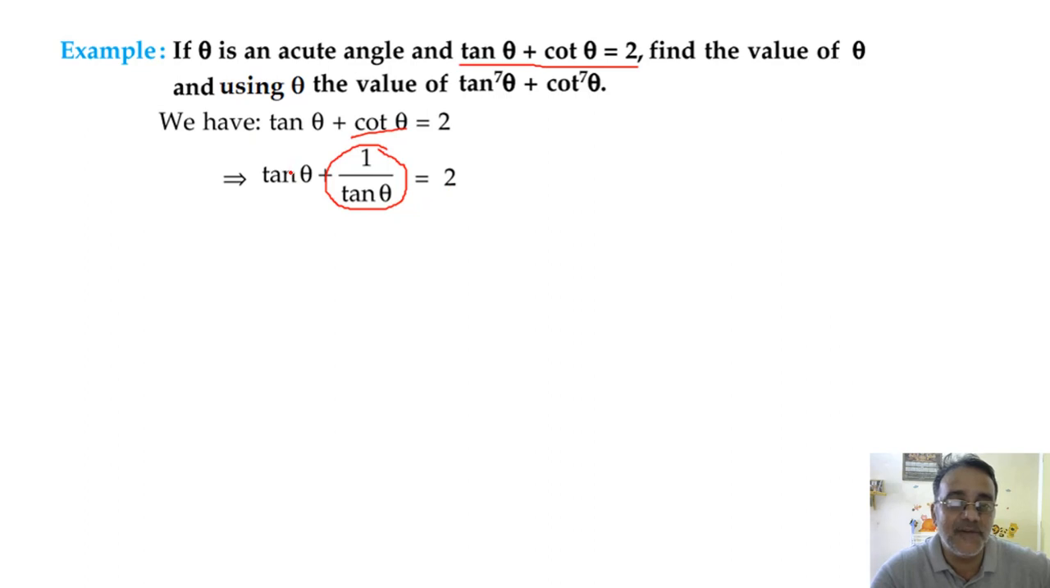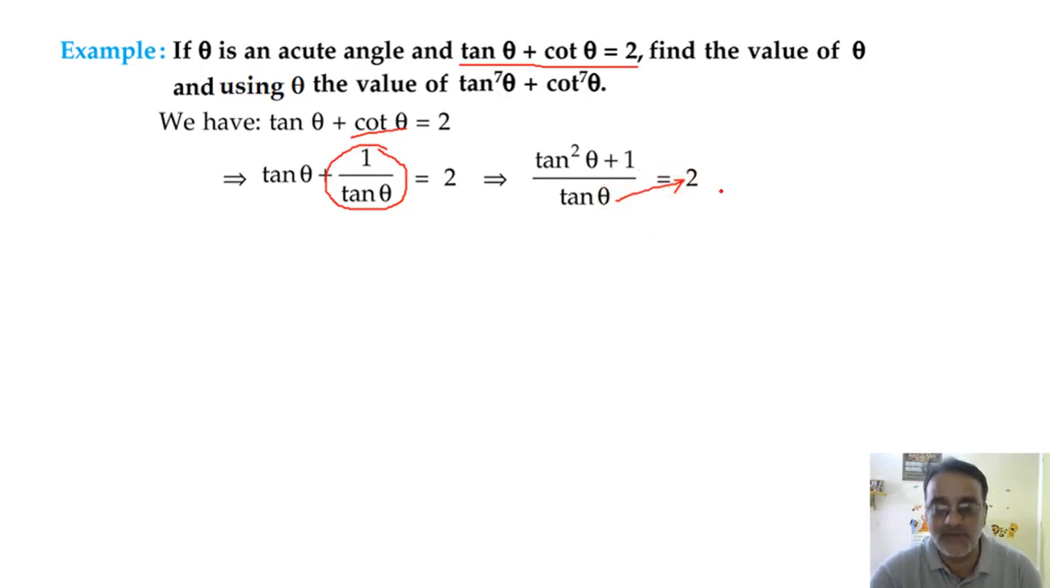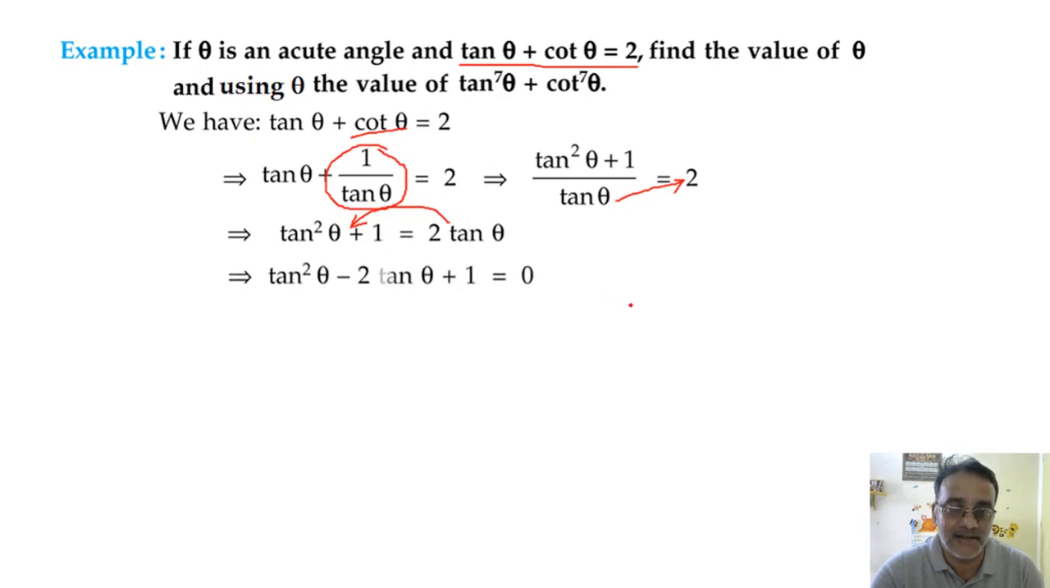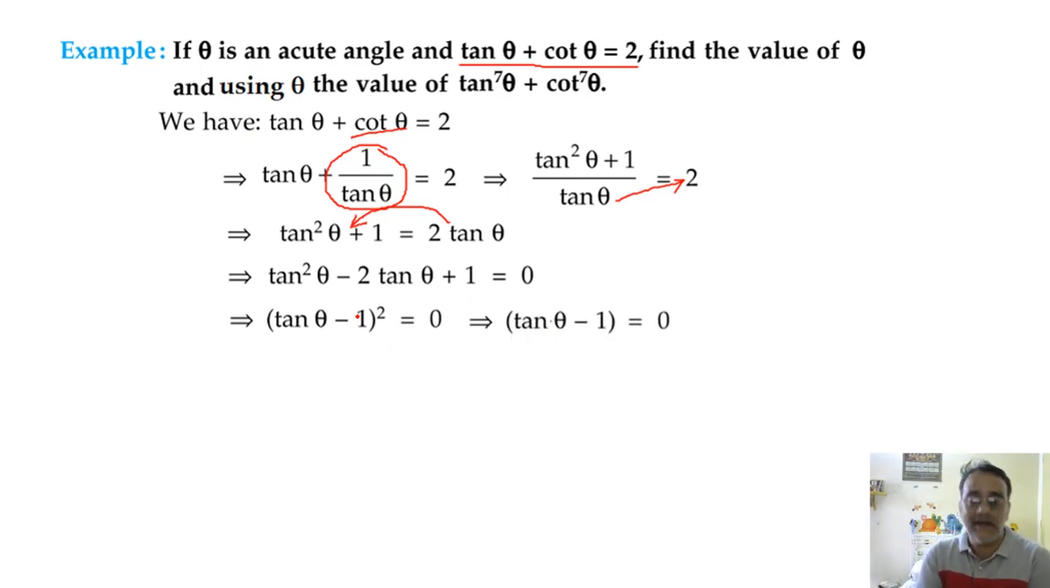If you take LCM, you will get tan square theta plus 1 upon tan theta. Now cross multiply. Tan square theta plus 1 is equals to 2 tan theta. Now shift 2 tan theta to here. It will become minus 2 tan theta. So look carefully, this is tan theta minus 1 whole square. So this will imply tan theta is equals to 1.